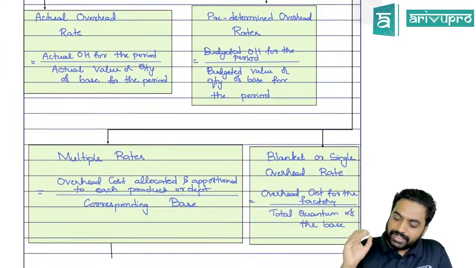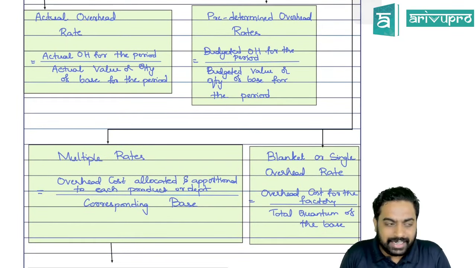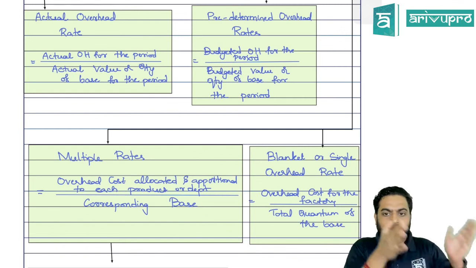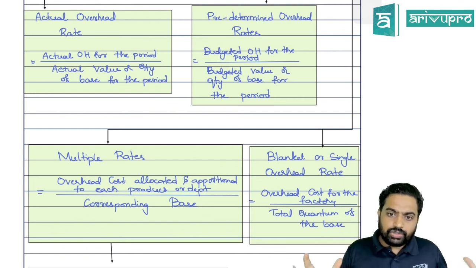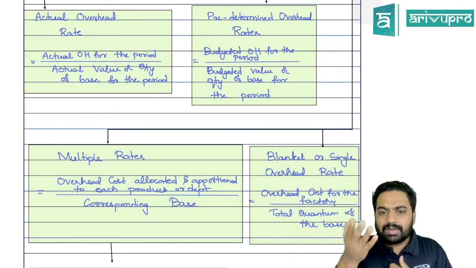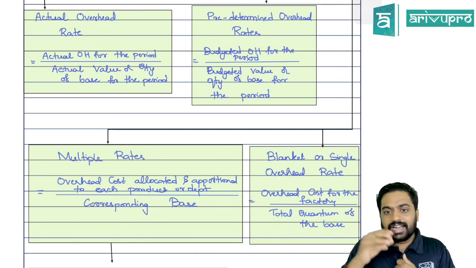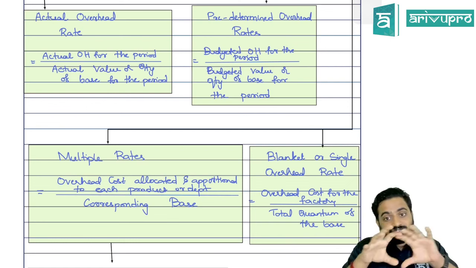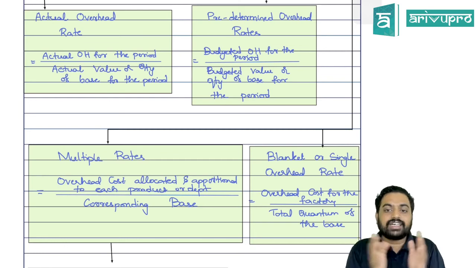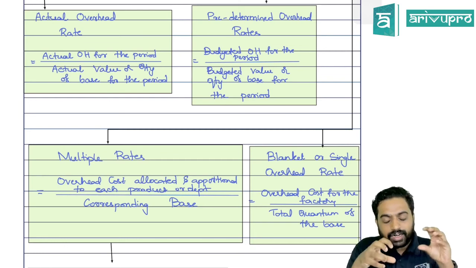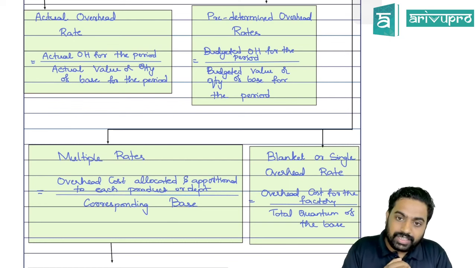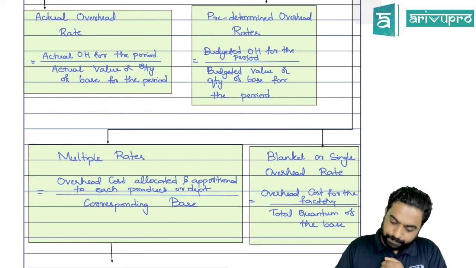One more method is there, that is the blanket or single overhead rate. Here we are not going to departmentalize. We are not going to call production departments A, B, C and so on. What we do is the whole factory overhead is divided by some quantity or base of the factory, and we charge it to the final product. That is the blanket rate. If the factory overhead is divided into different departments or different cost centres, then the rate we compute is called the multiple rate.